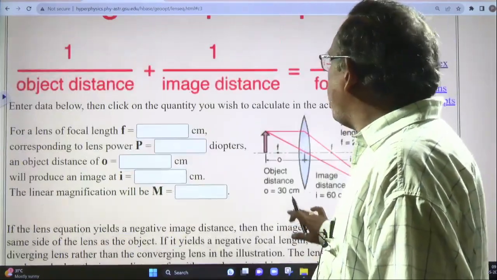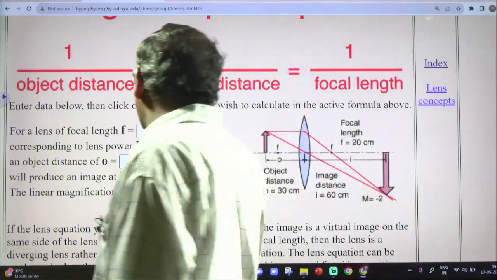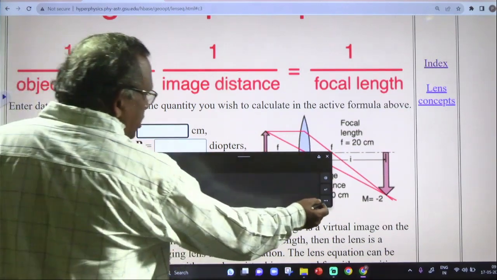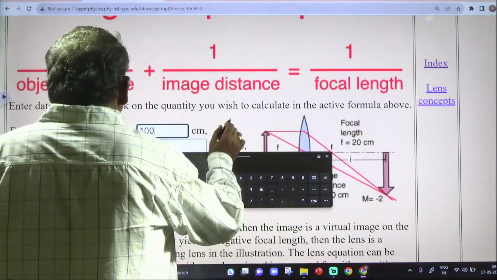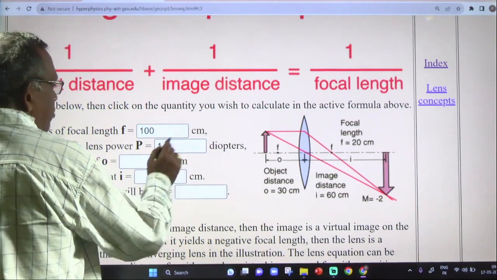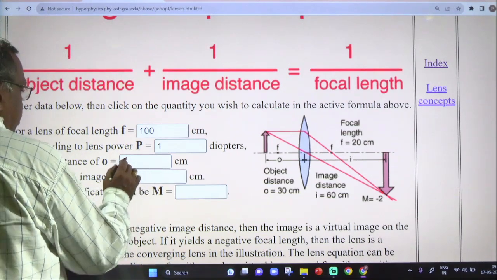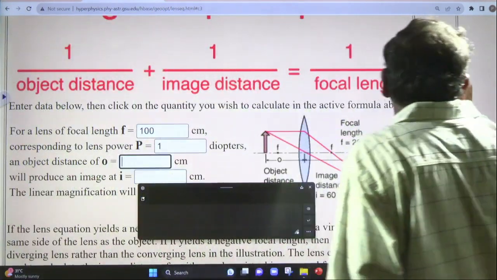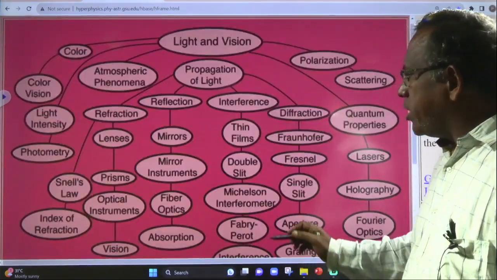Of course, with the mirror formula, you can calculate image distance and object distance. For example, if the focal length is 100 cm, of the lens or mirror, then the power will be 1 diopter. So these formulas and lens concepts are coming, and we'll discuss that later.